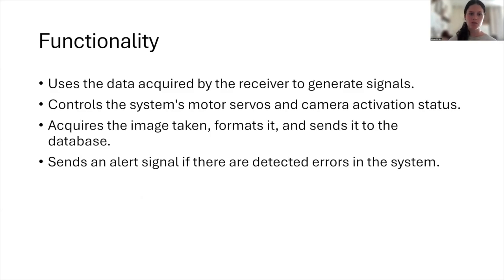The system will also send an alert signal if there are detected errors. This was added into the functionality because maintainability was something important to this team and important to the supervisors and stakeholders in this project. So the alert signal, our hope as a team is that it will allow the tech police to maintain the functionality of this system, because otherwise they would not be able to know whether something's going wrong or not.